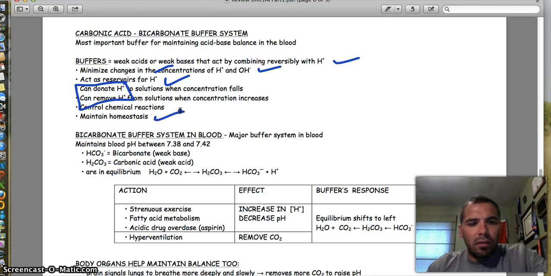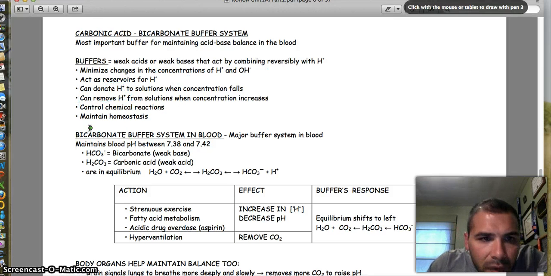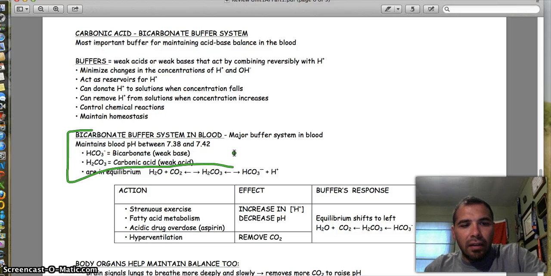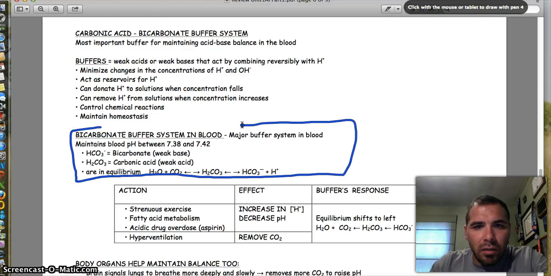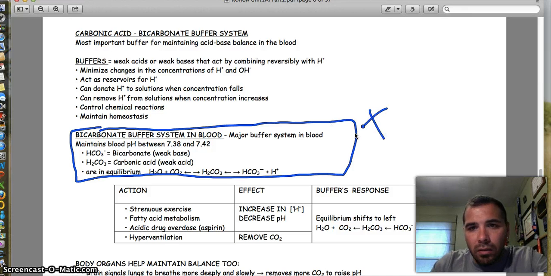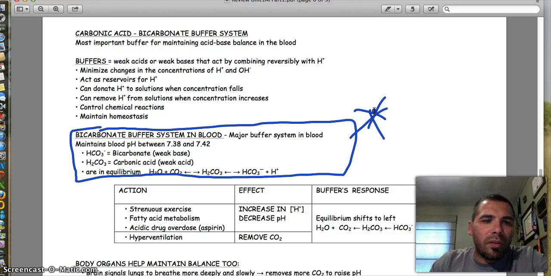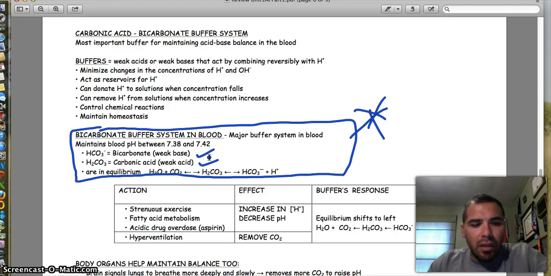And they maintain homeostasis. Now, the bicarbonate buffer system in blood. It maintains blood pH between 7.38 and 7.42. H3O is your weak base. H2CO3 is your weak acid.